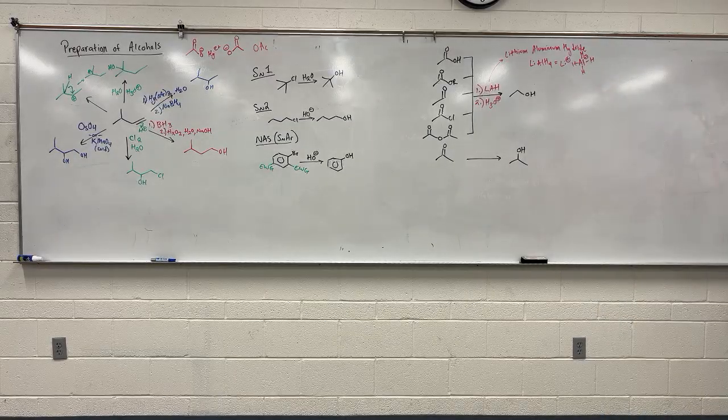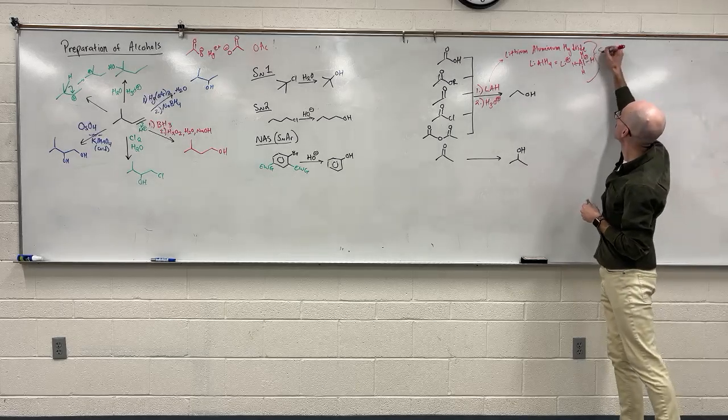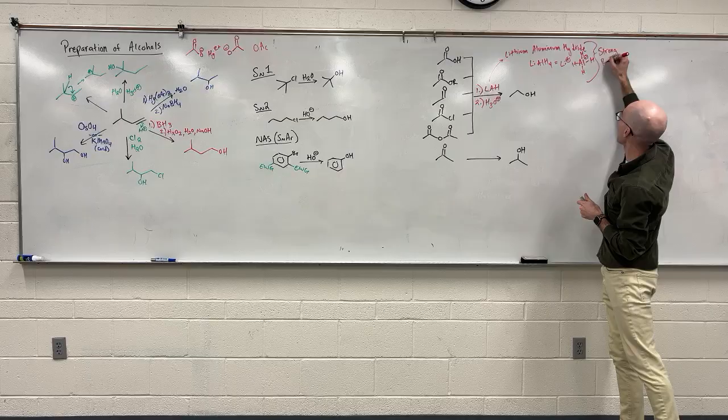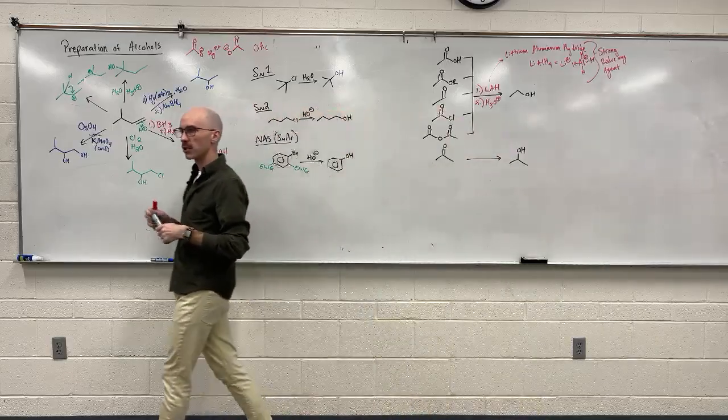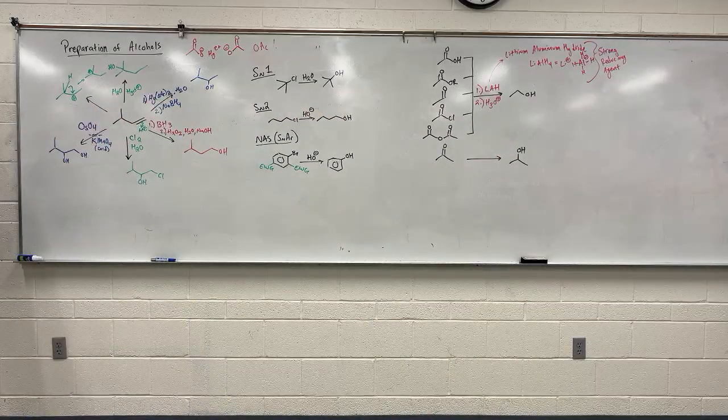Do you know who owns the electrons in a bond between aluminum and hydrogen? Do you know who's more electronegative? Hydrogen is more electronegative. This is a strong reducing agent. We talked about this a little bit last class. Reduction is what in terms of electrons? Gain or loss? Reduction is gain, oil rig.